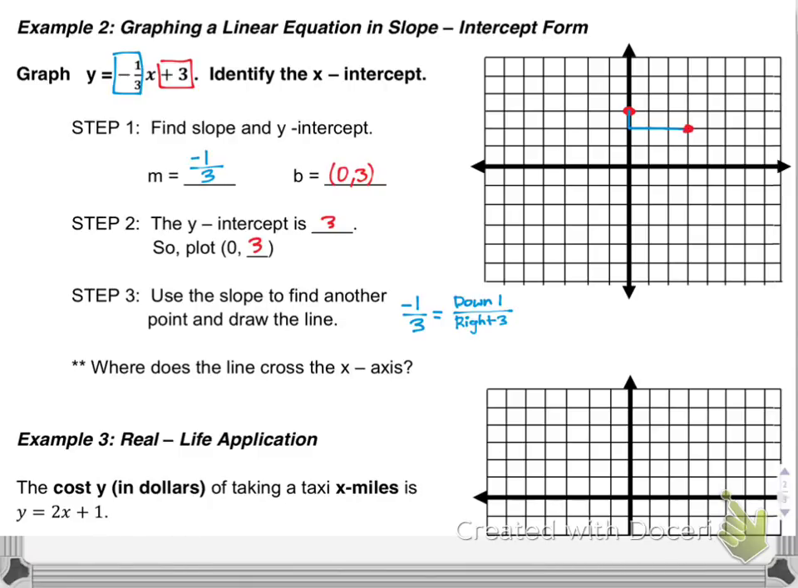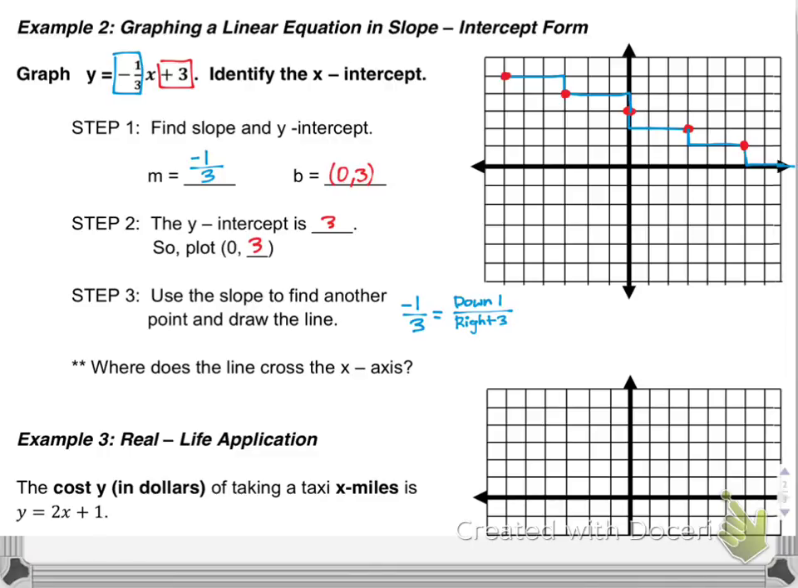And then if you want to, you can just keep going, down 1 to the right 3, down 1 to the right 3. Well, this one kind of gets off the graph. But everywhere I go down 1 to the right 3, I'm going to put a nice coordinate point there. Now let's look at the y-intercept again, right here. Instead of down 1 to the right 3, I can go the opposite, up 1 to the left 3. And these then are my other coordinate points going the other way.